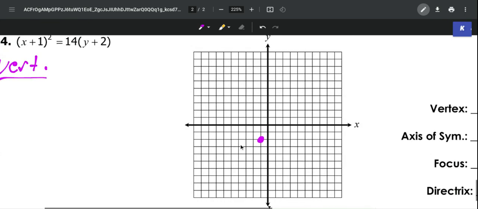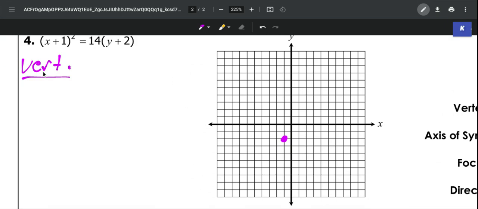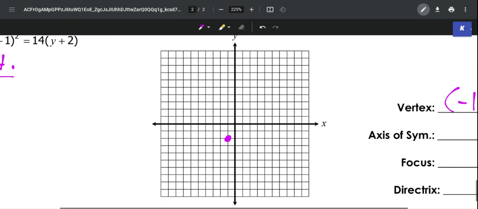And we also can figure out our axis of symmetry, because if this is a vertical parabola, then we need a vertical axis of symmetry. That axis of symmetry will go directly through our vertex, and it would just be a vertical line. That one's pretty bad, but you get the point. So that axis of symmetry, since this goes through the x-axis here, would have the equation x = -1.